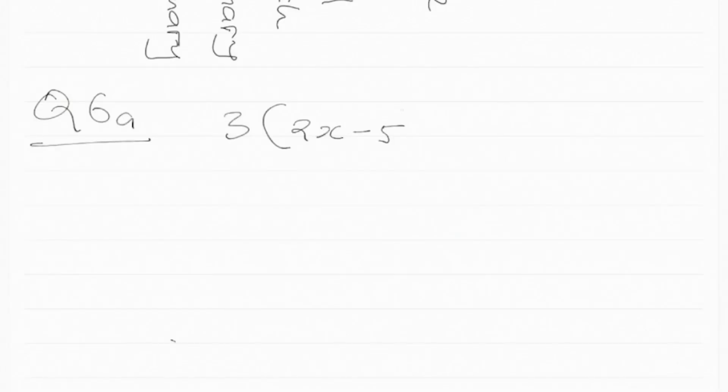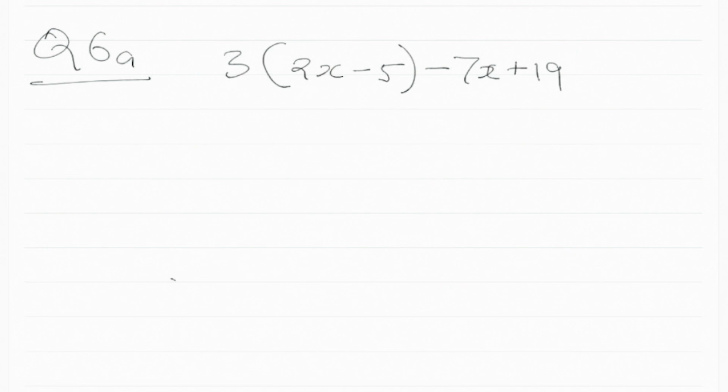Question 6A is saying simplify. Simplify 3 open brackets 2x minus 5 close brackets minus 7x plus 19.